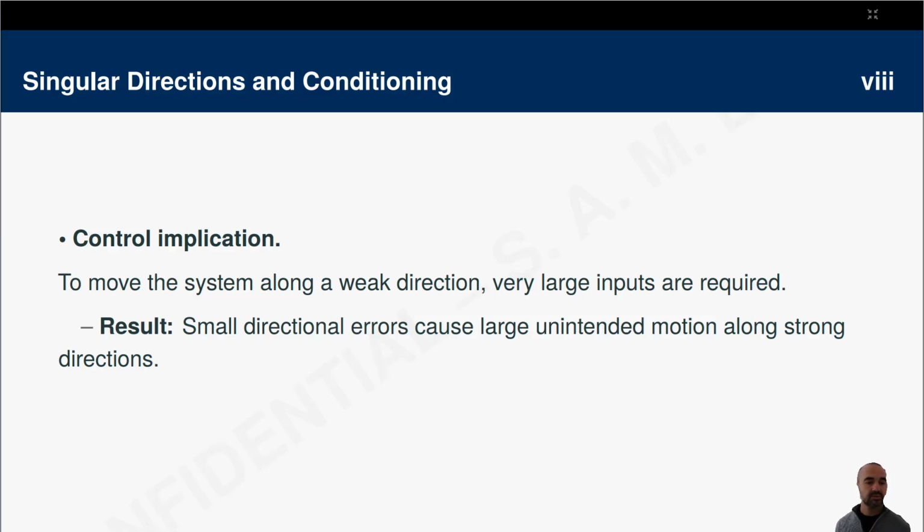So it naturally means that if the system transfer function attenuates the input energy in certain directions, then you need a larger input in that direction to create motion. So to move a system along that weak direction, very large inputs are required. And small directional errors cause large unintended motion along strong directions. That also makes sense. That's completely logical.